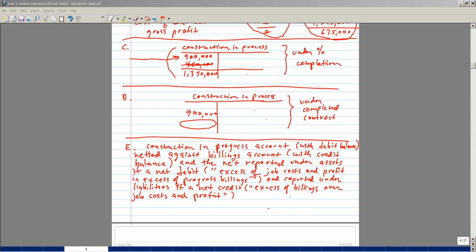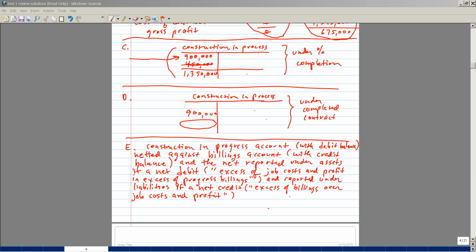Okay, so part E of the problem asks us how the construction in process account and the progress billings general ledger account will be reported in the December 31st, 2014 balance sheet. The construction in process account is an asset account, so it's got a debit balance. The progress billings account normally has a credit balance, because when you send out bills to your customers, you debit accounts receivable, you credit the progress billing account. Normal balance in that account is a credit balance.